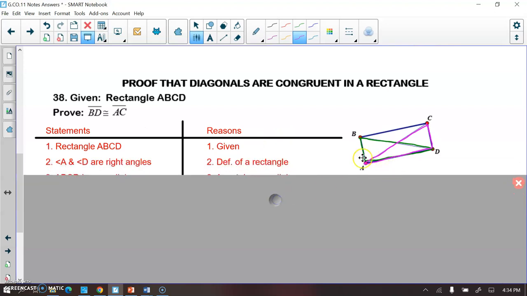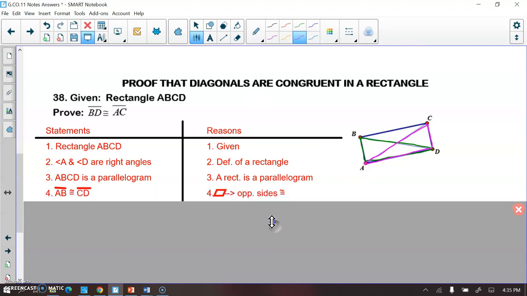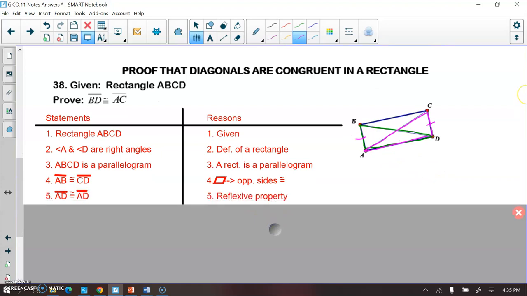Well, A and D are right angles because that's the definition of a rectangle. And if they are right angles, eventually we can say that angle A and D are congruent by the right angle congruence theorem. We'll say that in a moment. We also know that ABCD is a parallelogram because all rectangles are parallelograms. Knowing that information, we can say that AB and CD are congruent because since it's a parallelogram, opposite sides are congruent. We can also say by the reflexive property, since they both share AD in common, that AD is congruent to itself.